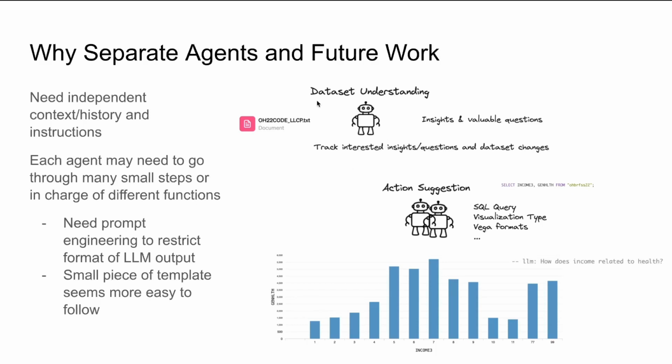In the future, the whole process may look like this. We upload the file to the dashboard, and one agent will be in charge of understanding the whole dataset and giving us some insights and valuable questions like we listed before. And second, we can go to several action suggestion bots, and they may suggest some SQL queries or visualization types or some Vega JSON pieces, and all those pieces are combined in our final process to generate a Vega JSON. And this JSON can answer questions like how does income relate to health.